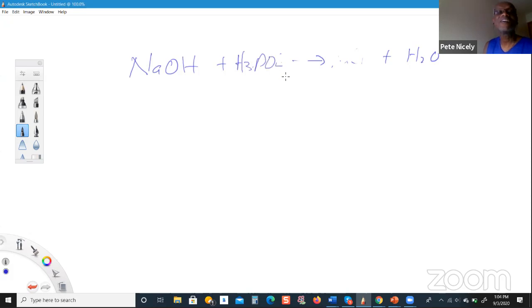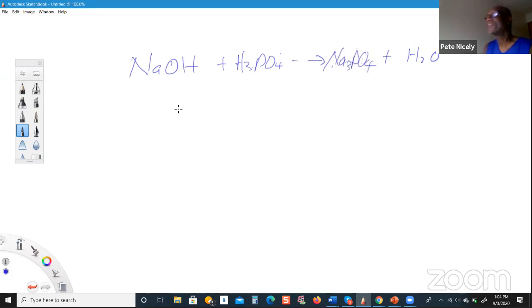H3PO4. And based on the acid-base reaction, neutralization reaction stuff that we learned earlier, you should figure out that the formula for the sodium phosphate would be Na3PO4. Okay, so that's the correct equation.